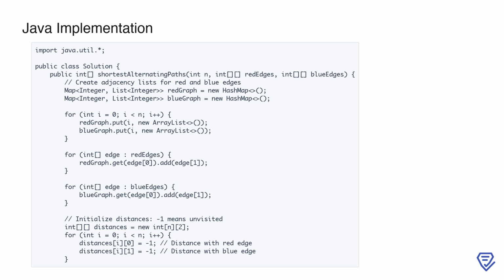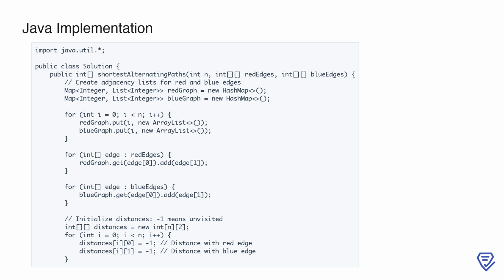To solve the problem, we start by creating two separate adjacency lists to represent the red and blue edges. These lists will help us differentiate between the two types of edges in the graph. Using hash maps, we initialize the red graph and blue graph to store the connections for each node. For every node in the graph, we initialize an empty list in both maps to ensure all nodes are accounted for, even those without incoming or outgoing edges.